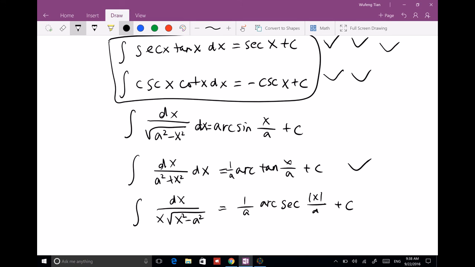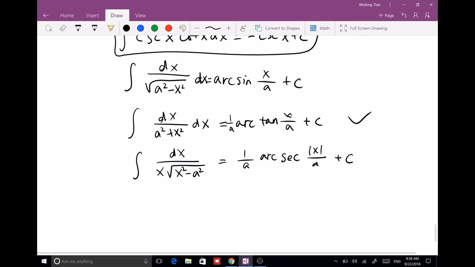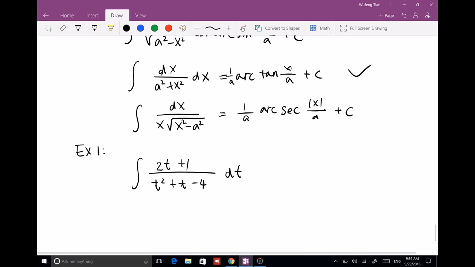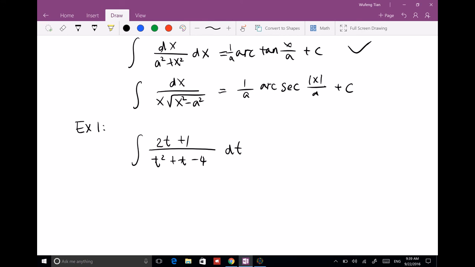So now let's look at an example of the integral. Example 1: the integral of (2t plus 1) over (t squared plus t minus 4) dt. Okay, for this one, I would like someone to tell me what you think I need to do here.